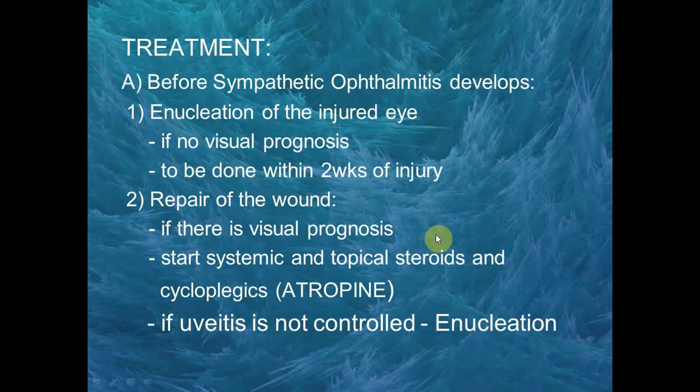If there is some amount of visual prognosis, then we can do a repair of the wound, the injury, and we can start the patient on systemic and topical steroids along with cycloplegics, which is very important. Now, in spite of this best treatment, you wait for a couple of weeks. If it is still not being controlled, then you have to do an enucleation, because it can cause sympathetic ophthalmitis in the other eye. So it is very important to enucleate an eye which is not showing any response to treatment, before the changes start to happen in the other eye.